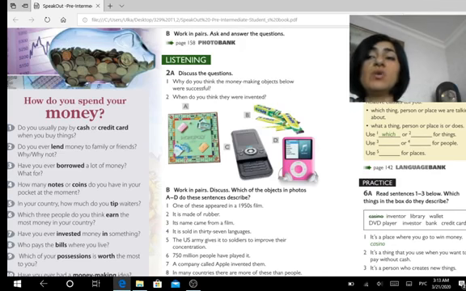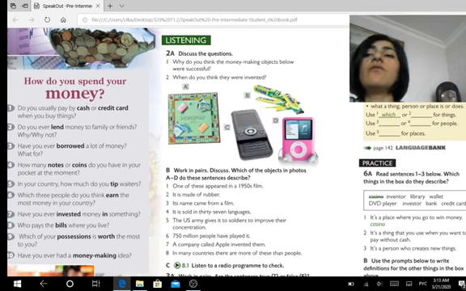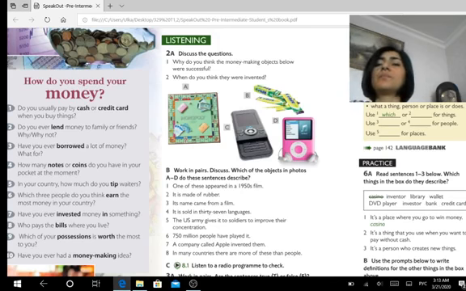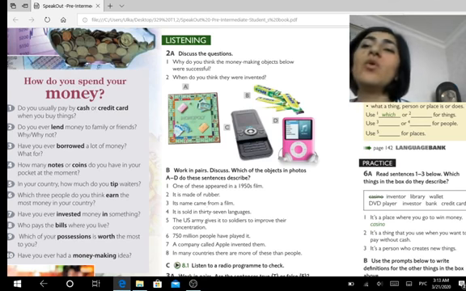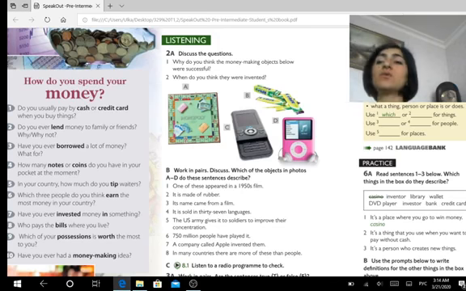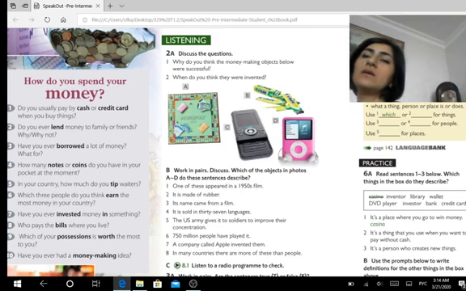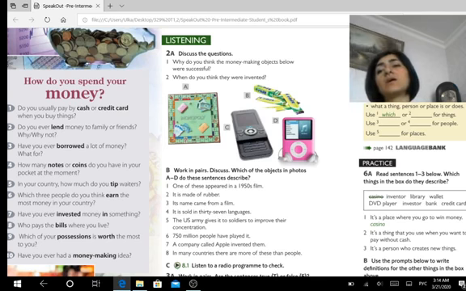In B, you see a chewing gum. C, mobile phone. D, MP3 player. So they have been invented in different periods of time. And what do you know about these inventions? They are also called money-making objects, like you see here. Why do you think the money-making objects below were successful? So this is part of speaking, and I'll tell you later how we'll work with our speaking parts.